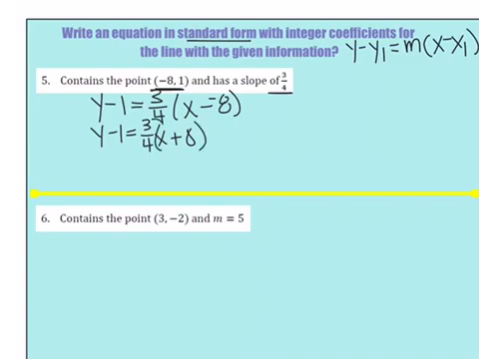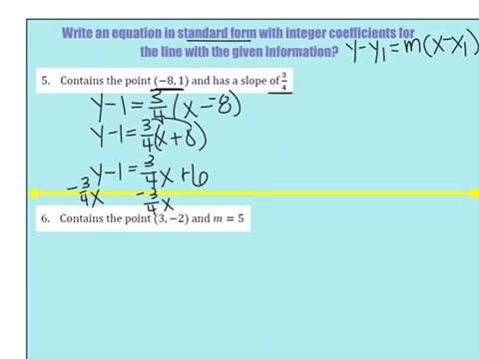I'm going to distribute this through first. So I get y minus 1 equals 3/4 x. When you do 3/4 times an 8, you can do 3 times 8 divided by 4. So if I do 3 times 8, I get 24 divided by 4 gives me 6. So now I need to move the x's to one side and the numbers to the other.